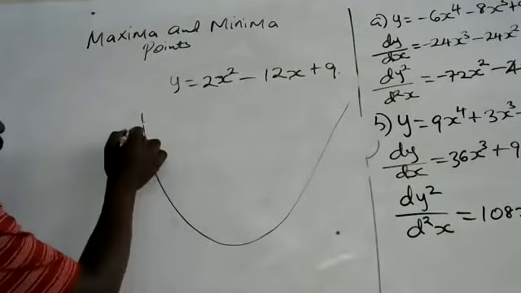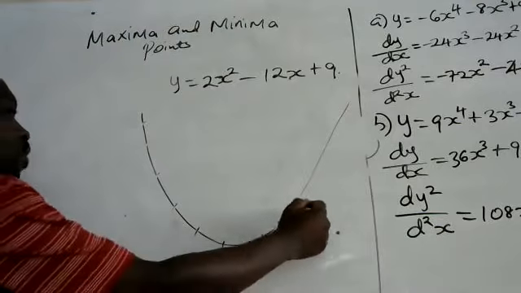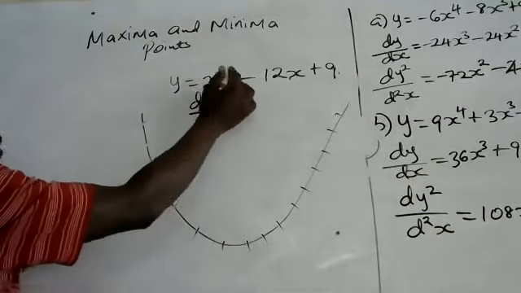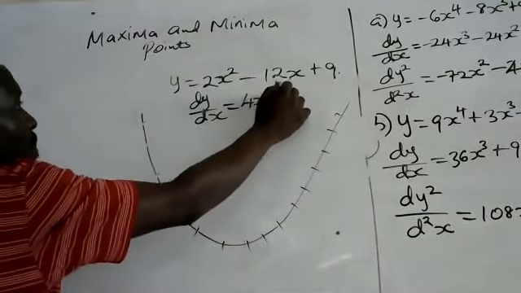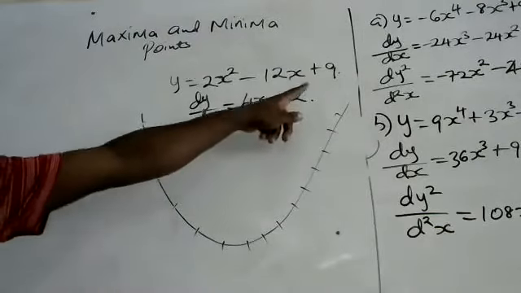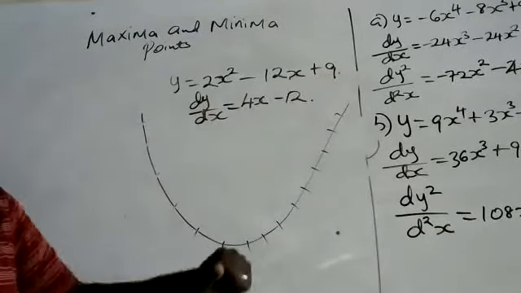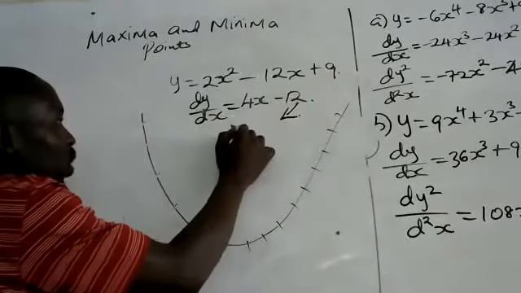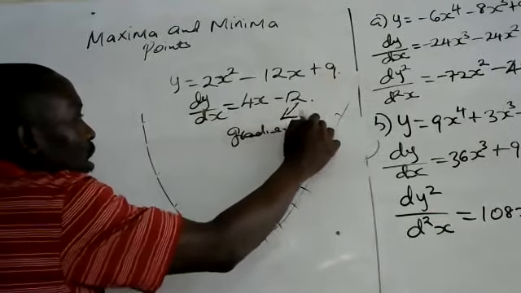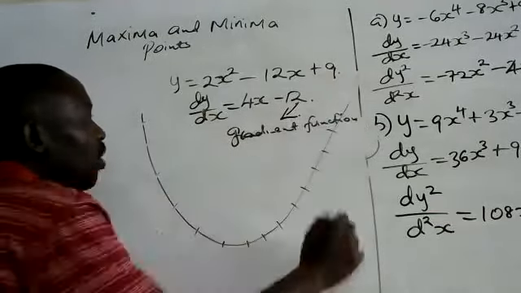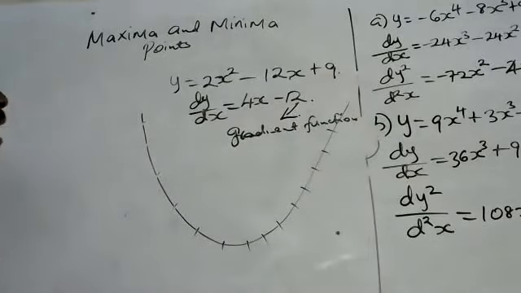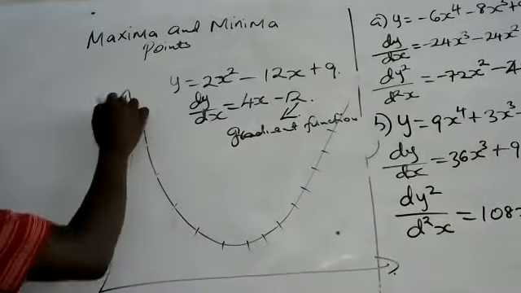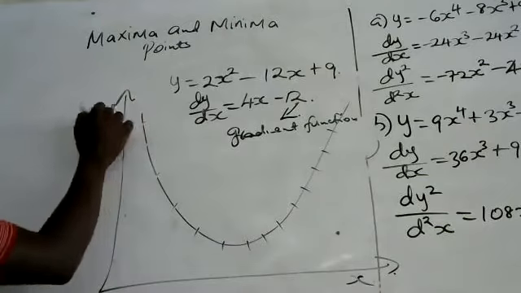Now, because the gradient is different at any given point on that particular curve, when we do dy over dx of this function, we are going to get 4x minus 12. That is the gradient function. And being the gradient function, it can be used in determining the gradient at any given point.